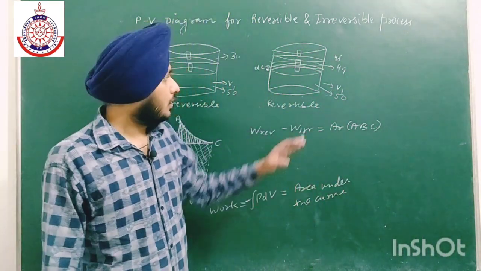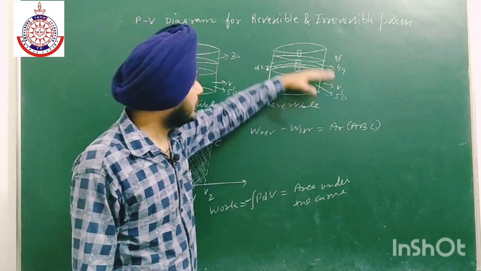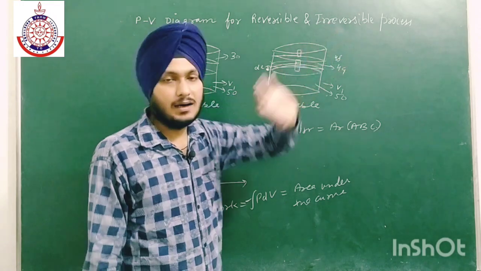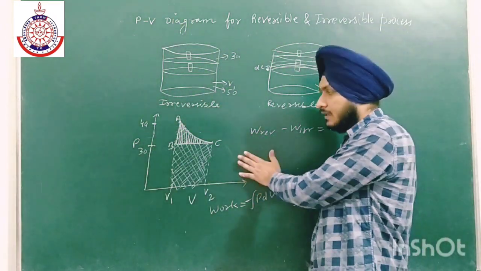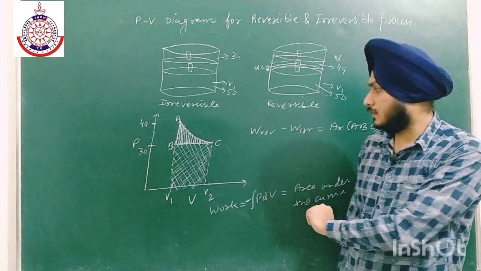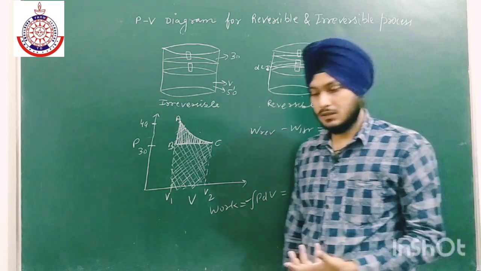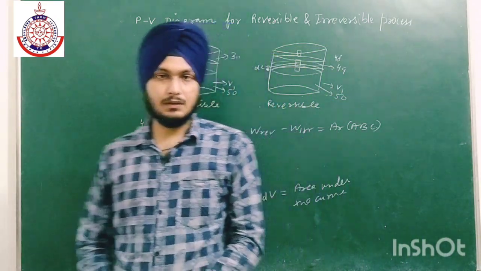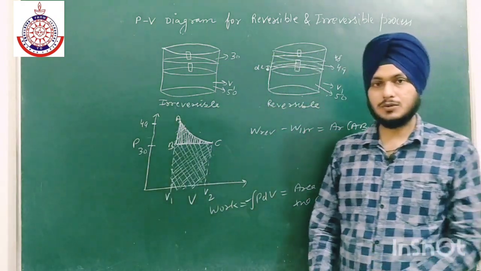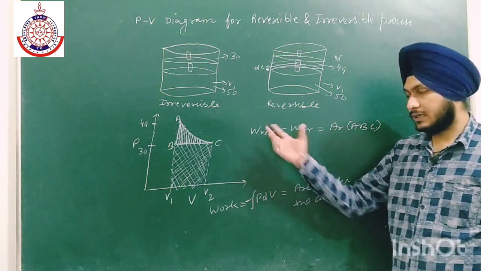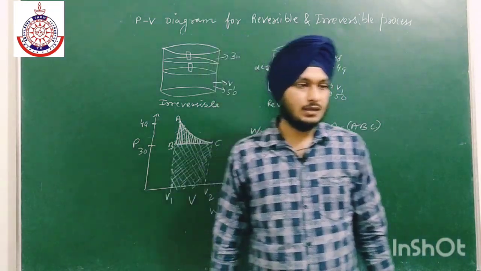because we have to apply pressure against the opposing pressure, which is quite large. So we have to do a large amount of work. And graphically we have already seen that the work comes out to be larger in case of a reversible process. Now I hope this topic is clear to you all, that work in case of reversible is maximum as compared to the irreversible process.